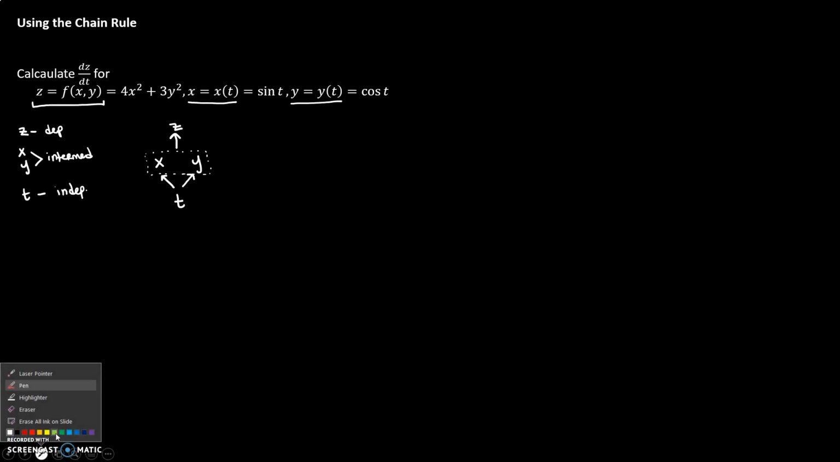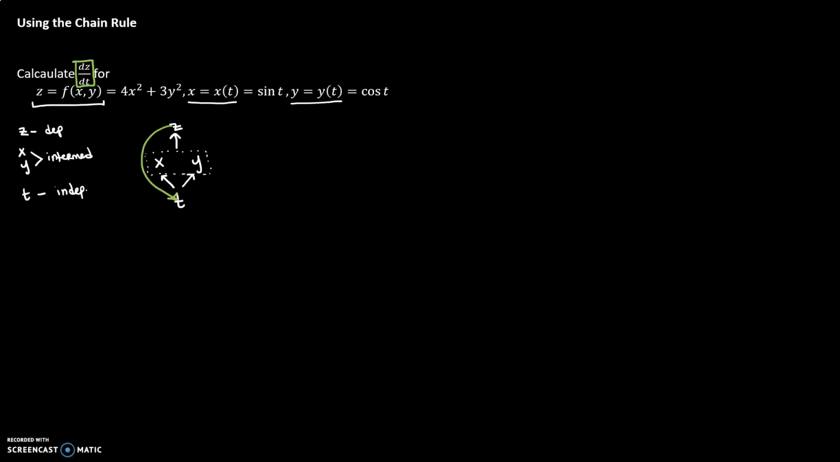So we can see our flowchart here. This is helpful with creating the formula that we're going to use for the chain rule. So we are asked for dz/dt. dz/dt is the total derivative we're looking for.